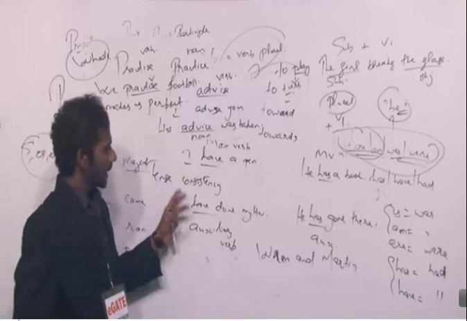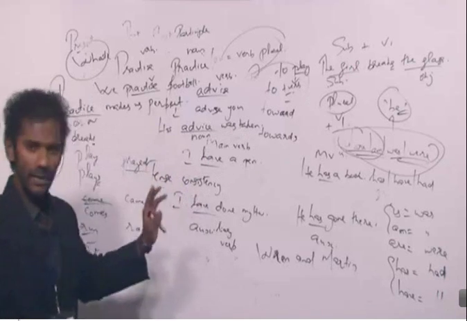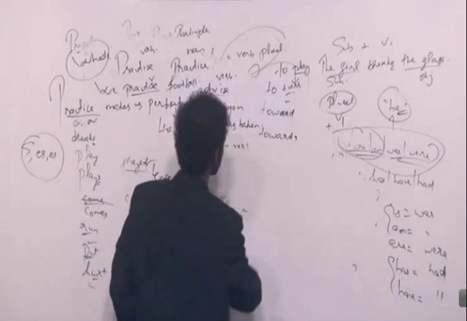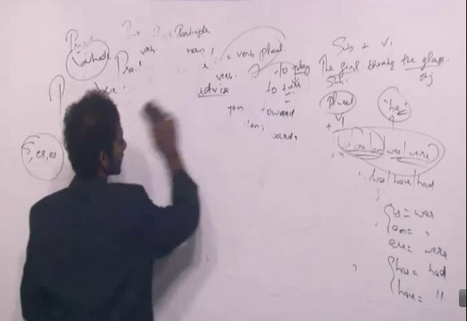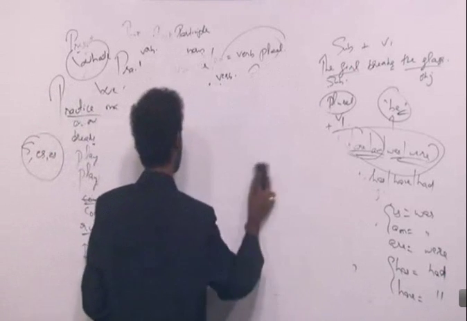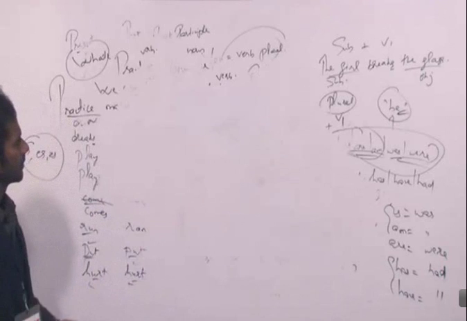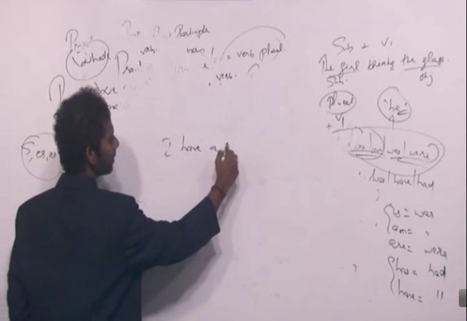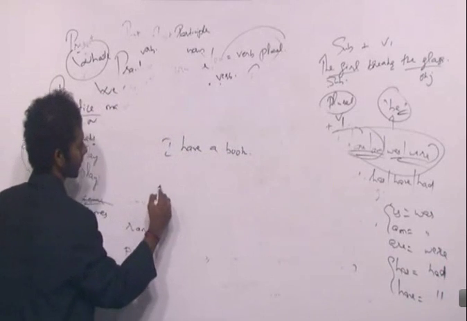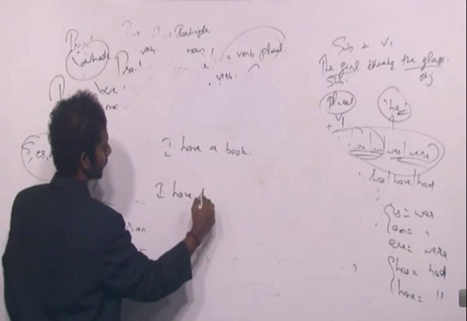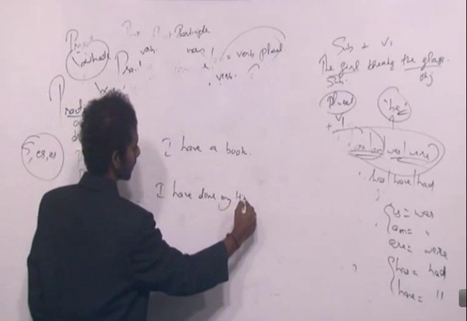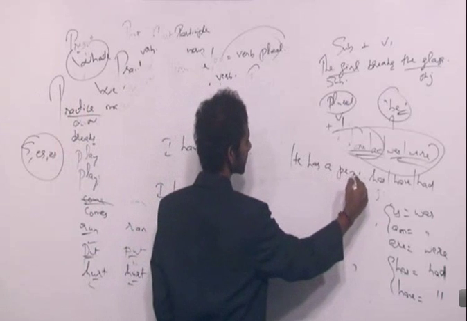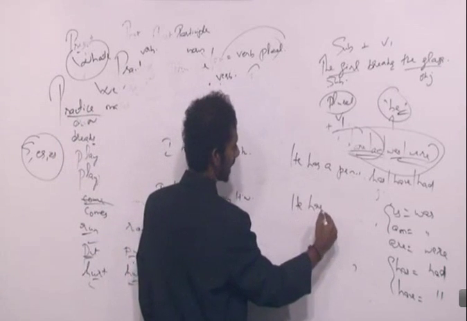Hope it's clear. I'll go back to the same sentences. I'll rub it and write it once again so that you will not feel confused. I wrote, I have a book. I have done my homework. He has a pen. He has gone there.